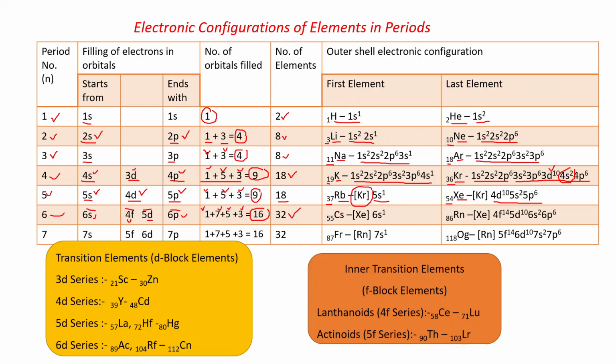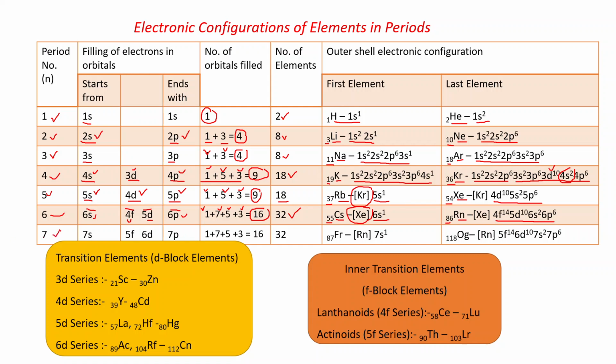And these 32 elements start from atomic number 55, cesium. Outermost electronic configuration is 6s1, and this xenon represents the closed shell. And this will end at radon, atomic number 86, and the outer electronic configuration is 4f14, 5d10, 6s2, 6p6.